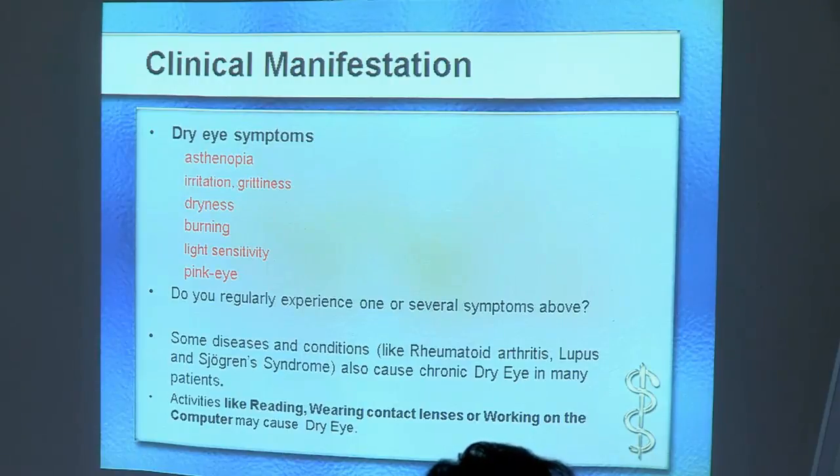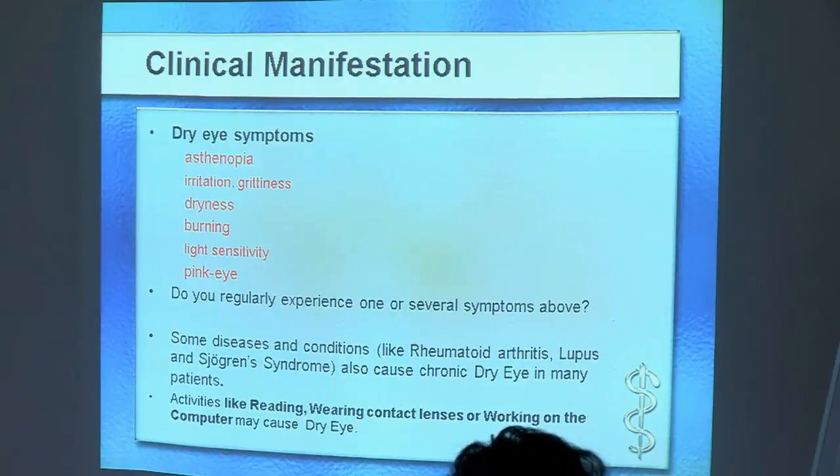So what do they present with? How do we diagnose them? There are tests, and we will come to that in a minute, but their symptoms are very characteristic. And the first thing that they come and tell us is, I've got grit in the eye. And if somebody says that, they've got dry eyes. Whether it's severe, moderate, or mild, that comes next.